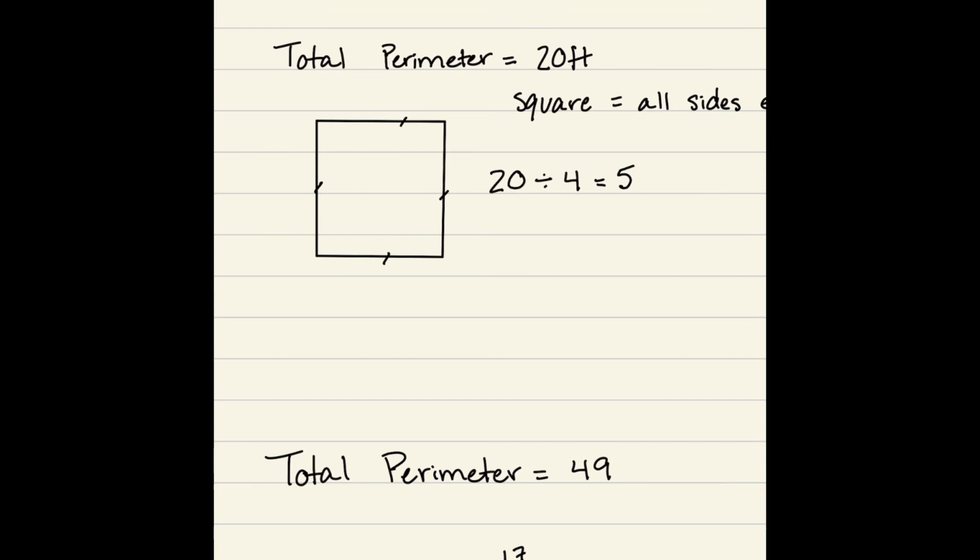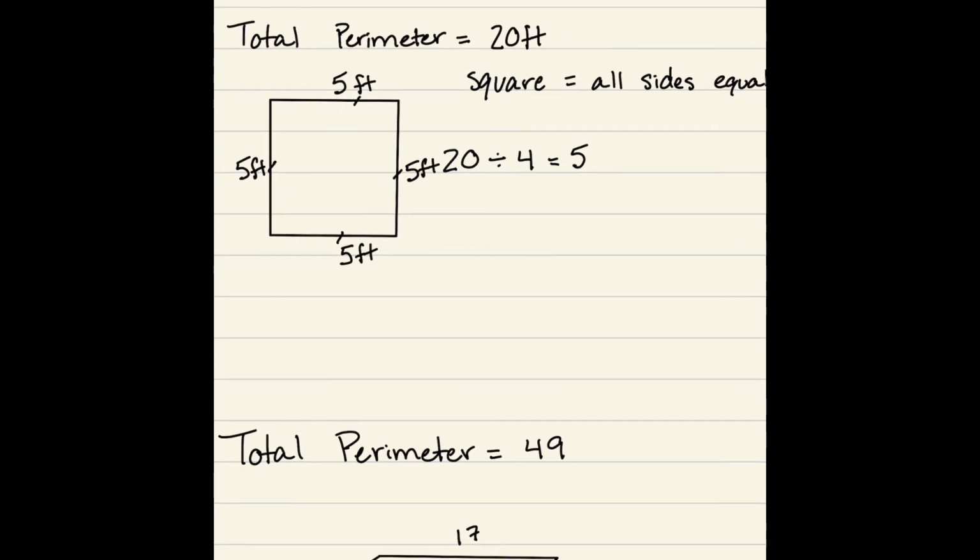And let's check our answer. So we have 5, 5, 5, and 5. They're all in feet, right? Because we want to keep our units so we know what we're talking about. And let's add it up again. So we have 5 plus 5 plus 5 plus 5. These two 5s get us 10 plus 10, which gets us back to 20 feet. So you know that each side is going to be 5 feet.